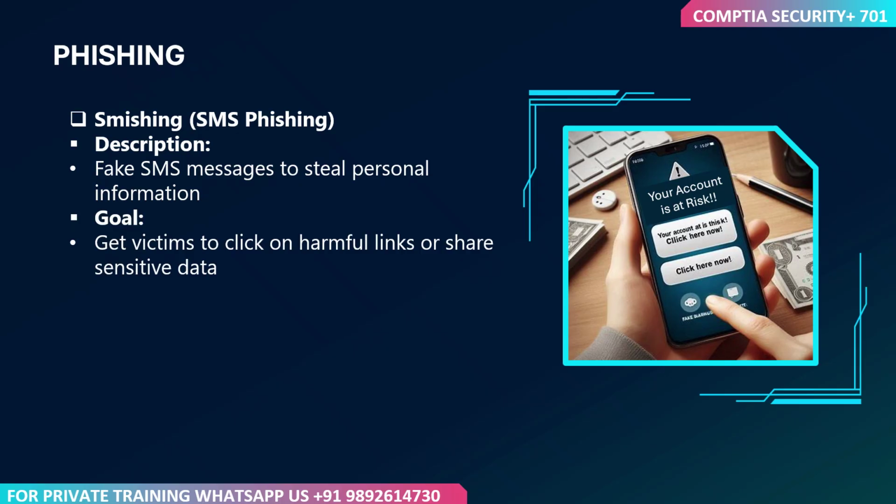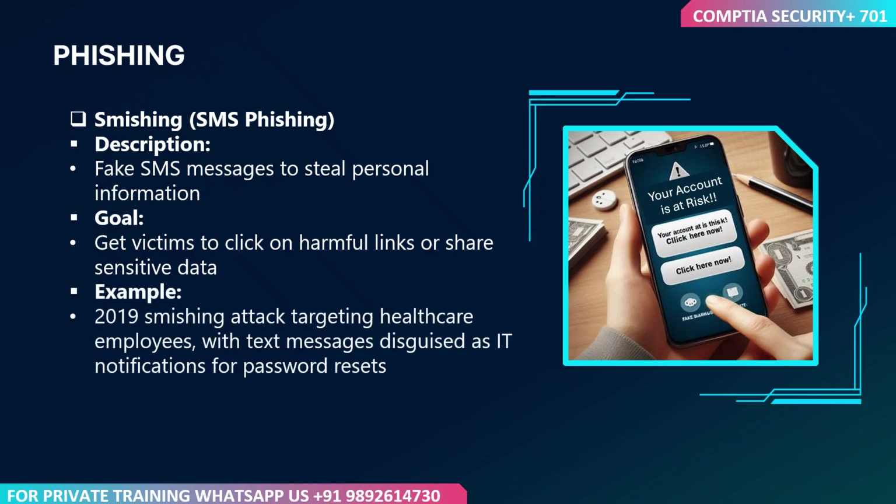Here's how smishing works. You might receive a fake SMS message, often appearing to be from a trusted source like your bank, mobile provider, or even your delivery company. The message could look urgent, asking you to click a link or provide personal details. The link might lead you to a fake website designed to look real, making it easy to fall for the scam. Once you enter your information, like your login credentials or credit card number, the attacker can capture it and misuse it.